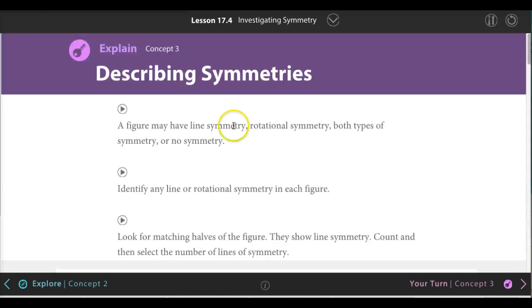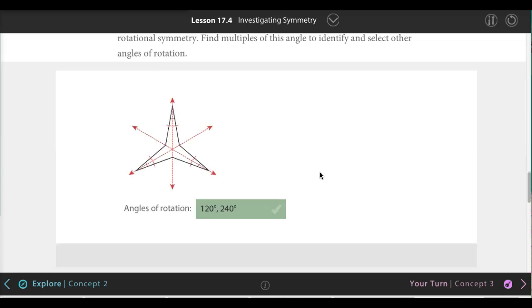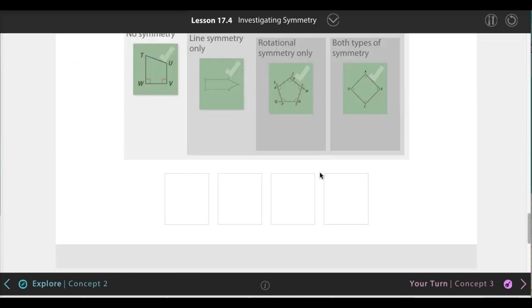Okay? And here's the main thing that I kept on talking about. A figure can have a line symmetry, rotational symmetry, or both types of symmetry, or no symmetry. And so, of course, any test questions from this section are going to ask you that, right? Does it have a line symmetry, rotational symmetry, both types, or none? And then if there is a line symmetry, how many? If there's a rotational symmetry, how many degrees can you rotate it by? And so very simple stuff. Everything else you pretty much have to solve on your own and figure it out.